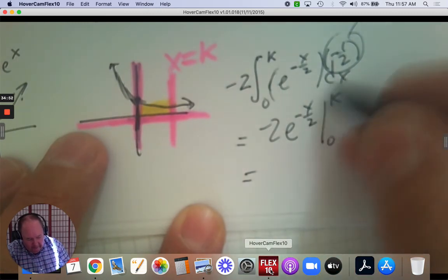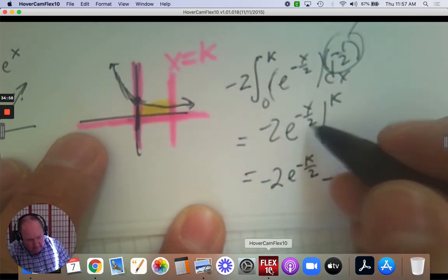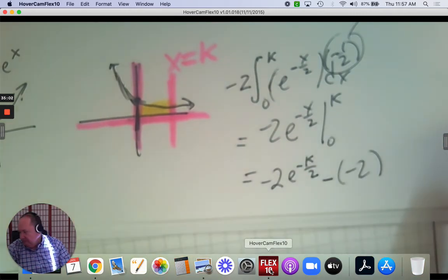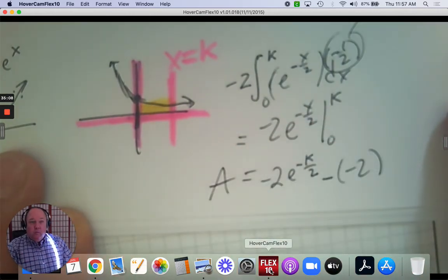Then I plug in the upper bound. And our upper bound is k. So it's negative k over 2. Subtract, plug in 0, and it just gives me negative 2, or plus 2. So that's what the area would equal.